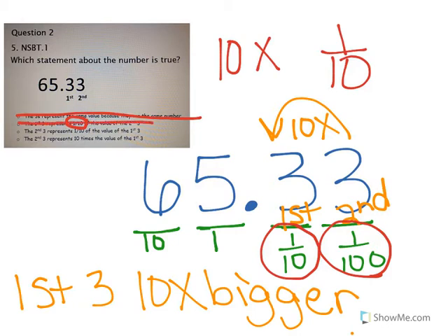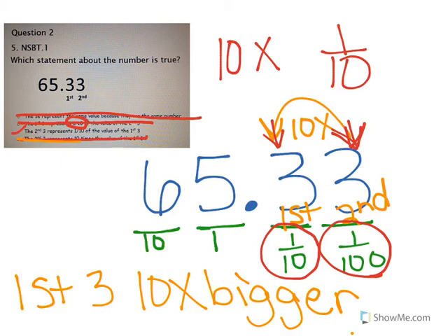The next one says the second 3, which is this one, number 2, represents 1/10th the value of the first 3. That is true. This one is smaller than the other 3. So I want to consider that one, but I'm going to read the next one just to make sure. So then the next one says the second 3 represents 10 times. This is 10 times bigger than this. No, that is not true.